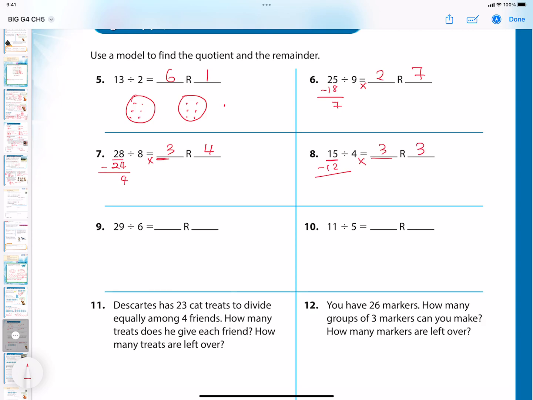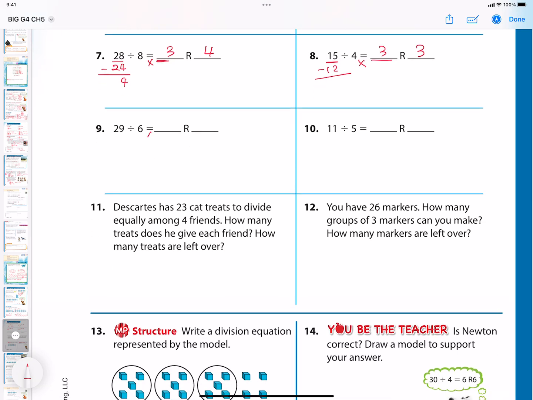All right. And now 6 times what number is going to be closer to 29 but not greater? Yeah, 6 times 4, since I know 6 times 5 is 30, so I cannot use it. So 6 times 4 is 24. What's the difference? 5. Now 5 times one number is closer to 11 but not greater. Yes, 5 times 2 is 10. What's the difference? 1. 1 is the remainder.